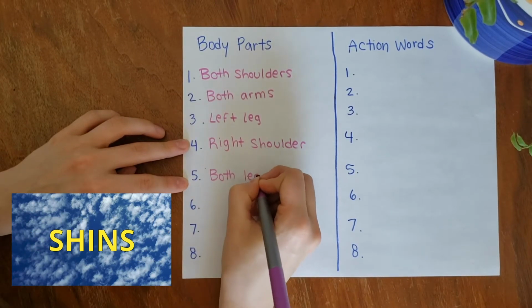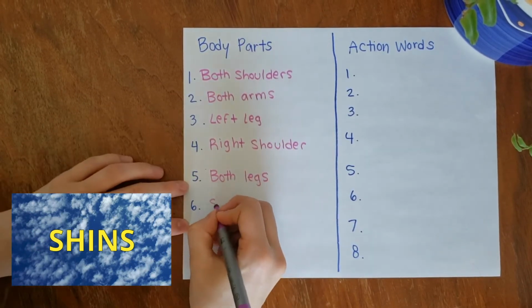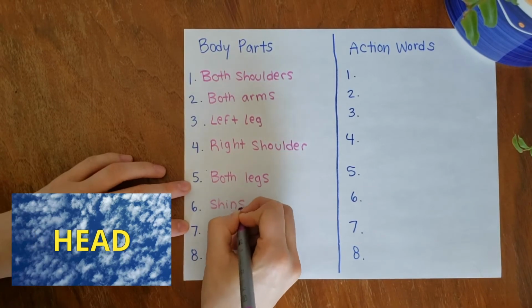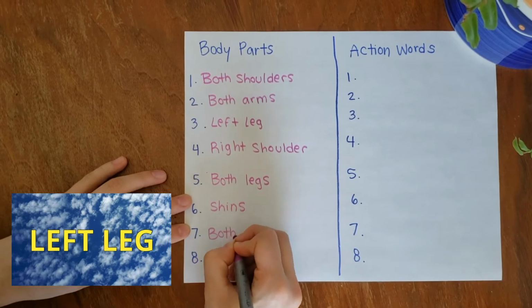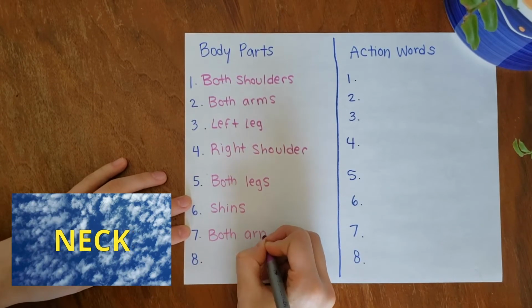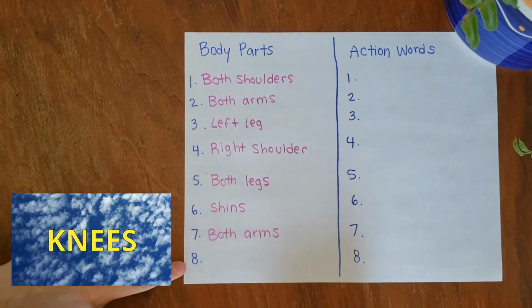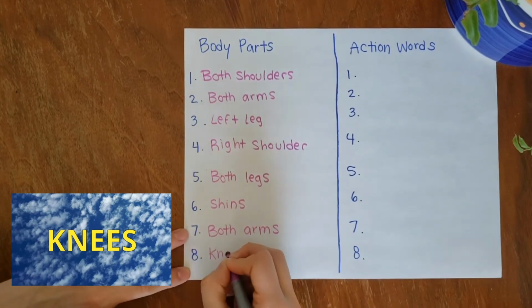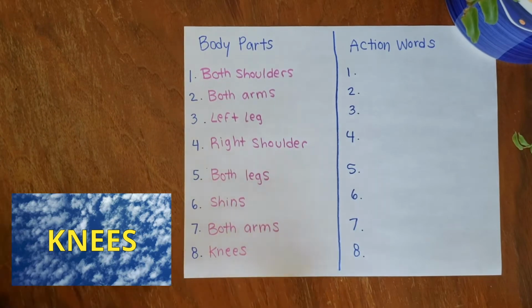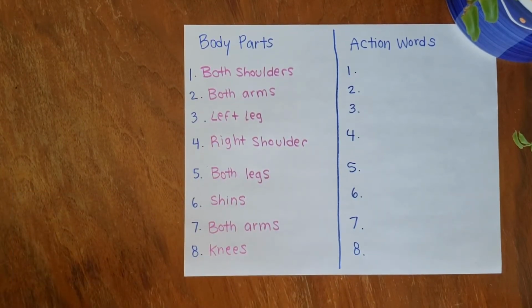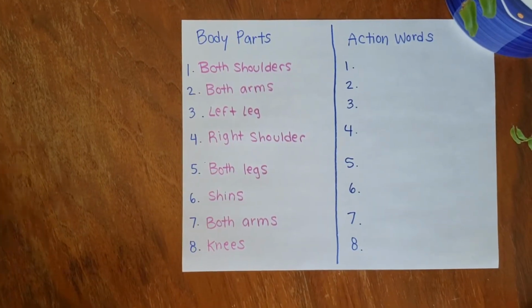I pause again on shins for the 6th spot. Then I press play and pause for both arms. And my last one, I land on knees. So I'll write down knees in the 8th spot in my first column for body parts. And now my list for body parts is complete.